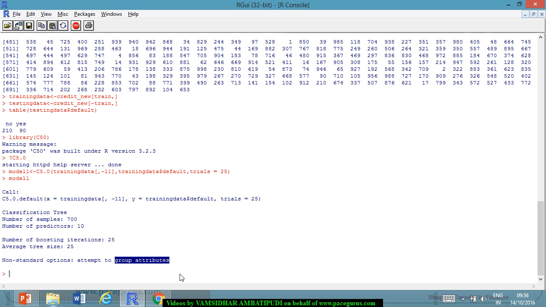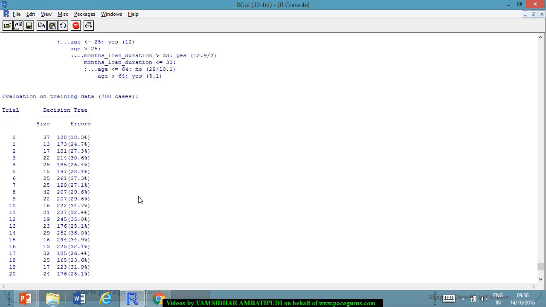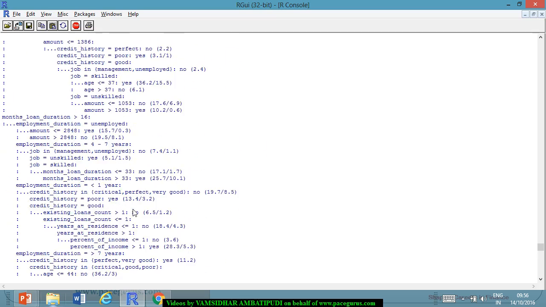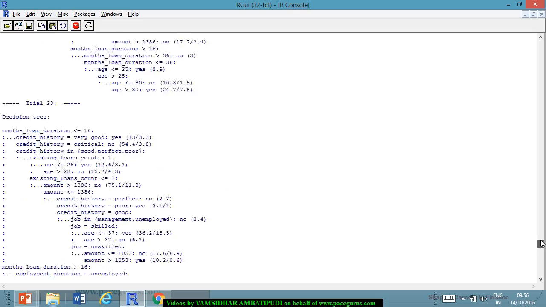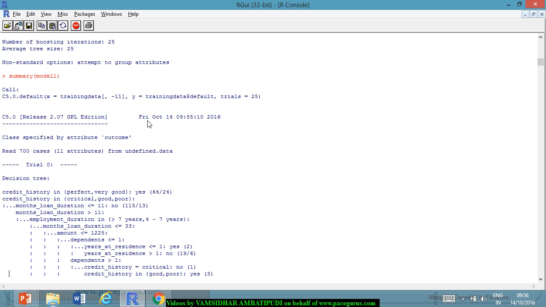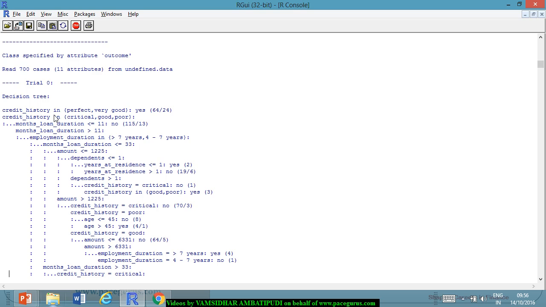So let's see the summary of the model altogether to really understand what the split is all about. You can see that it has done 25 different trials, so your whole output has come out as 25 trials. Let's look at one trial here, trial 0, the first one. Credit history: is it perfect or very good? The split has happened in this way.